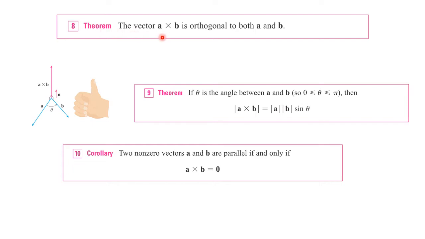Theorem: the vector A cross B is perpendicular or orthogonal to both A and B. If vector A and vector B are on the plane x, y, then A cross B is perpendicular to both A and B. If theta is the angle between them, then the length of A cross B is equal to the length of A times the length of B times sine theta. Two vectors A and B are parallel if and only if A cross B is equal to 0, and A and B should be non-zero.